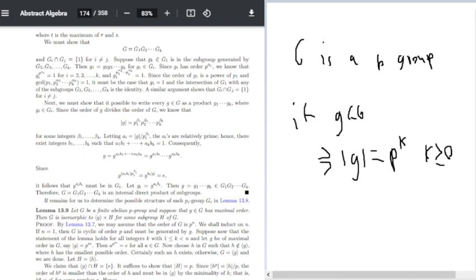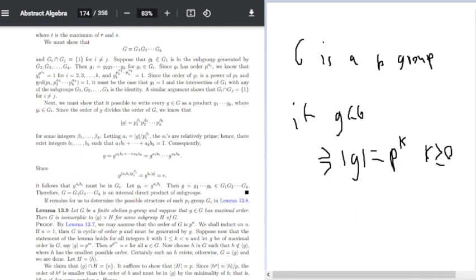Letting a_i be equal to the order of G divided by p_i^b_i, the a_i are relatively prime. Hence, there exist integers b_1 all the way up to b_k such that a_1 b_1 plus on and on plus a_k b_k is equal to 1. Consequently, g is equal to g^(a_1 b_1 plus on and on plus a_k b_k), which equals g^(a_1 b_1) times on and on times g^(a_k b_k).